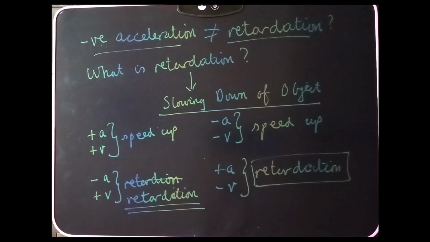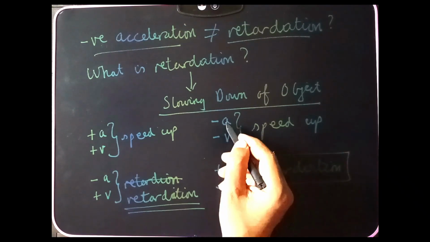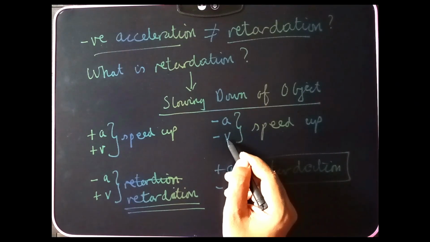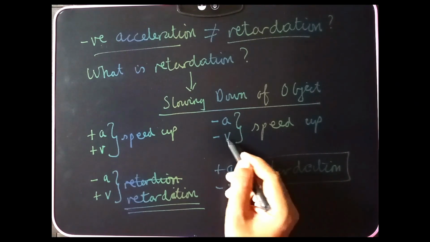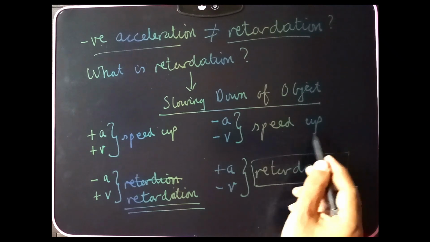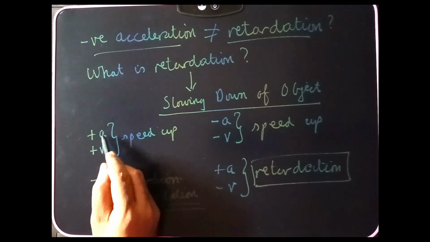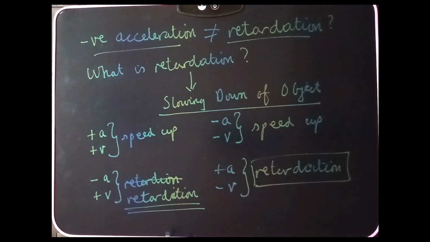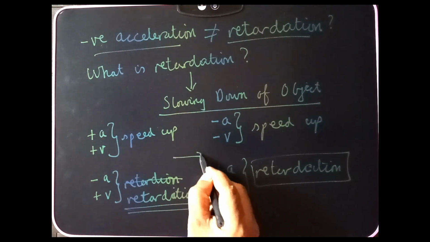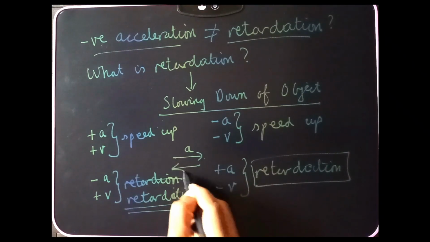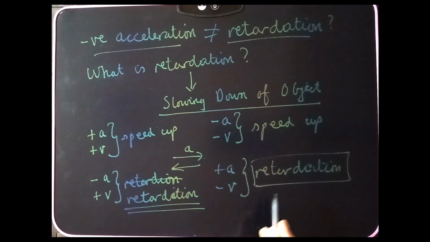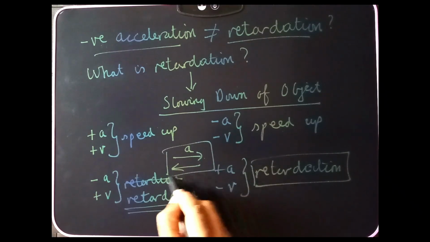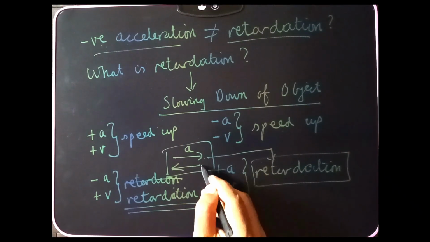Negative acceleration is not retardation, because if negative acceleration is in the same direction as velocity, which is also negative, it will speed up. If positive acceleration and velocity are positive, then it will speed up. But if velocity is acting against the acceleration, that means both are in the opposite direction. Acceleration could be positive, velocity could be in the opposite direction. Then it is called retardation.